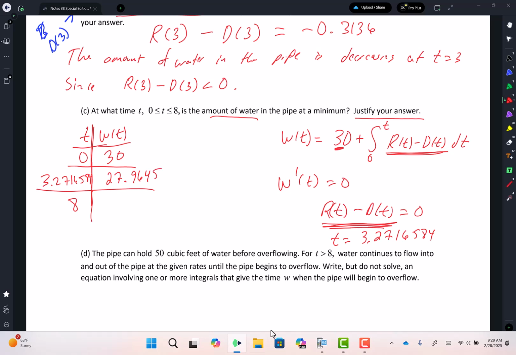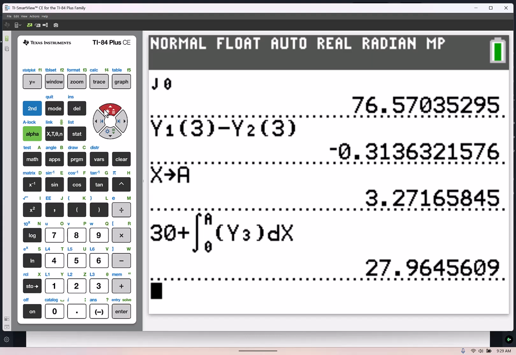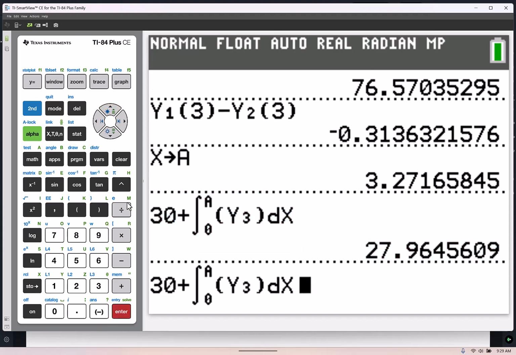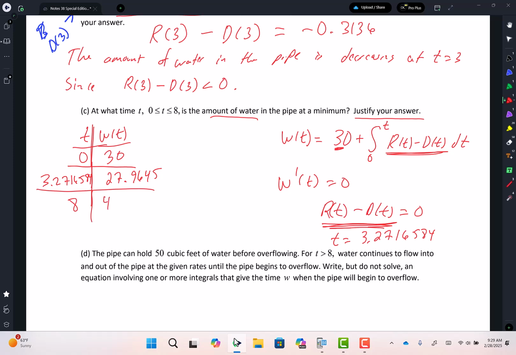And then just for kicks, you don't need the 8, but I'm going to find it anyways. It's going to be a larger number than all three of them. 8 gives 48.5436. This is your justification. You found your critical number. And then I'm just going to write.